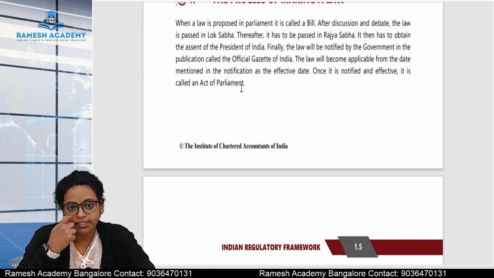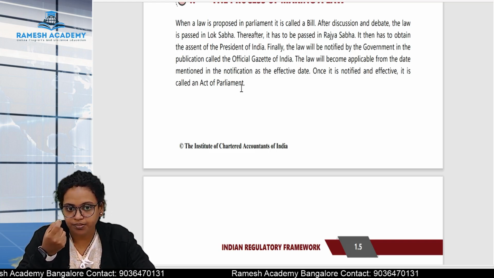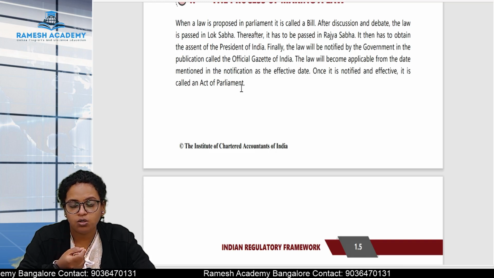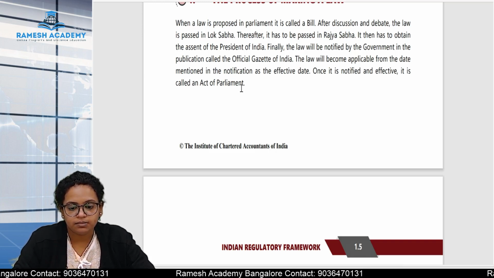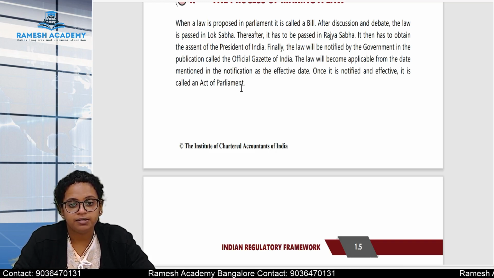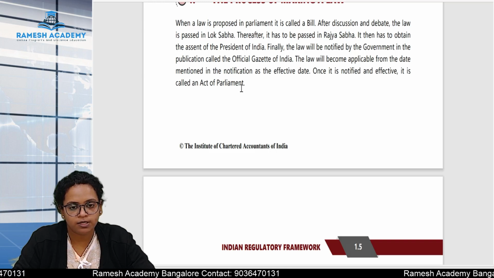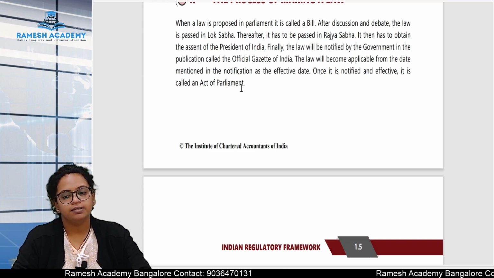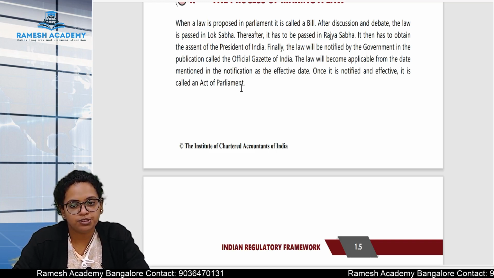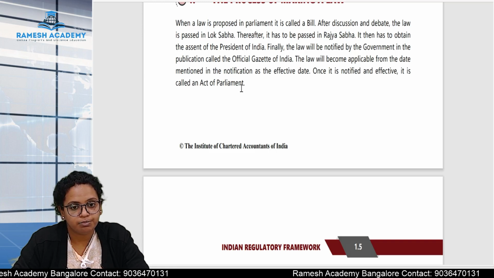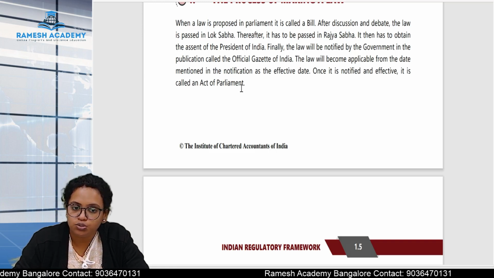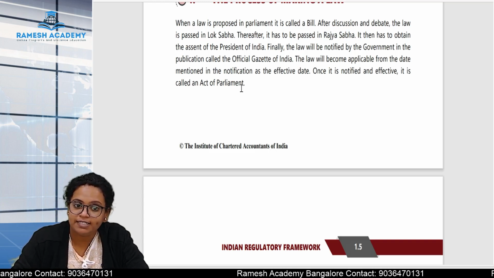So once the President gives assent to that particular matter of law, then once the President of India gives his or her assent, it is finally published in the official Gazette of India. And once it is published in the official Gazette of India, it should also mention from when it is effective.